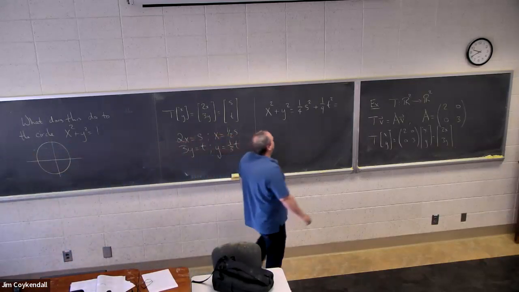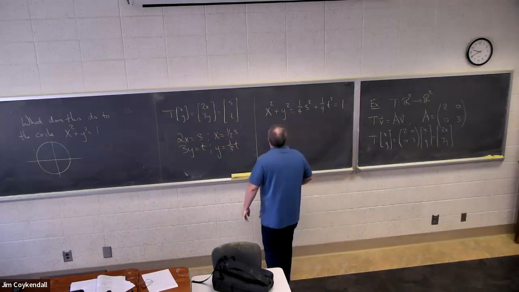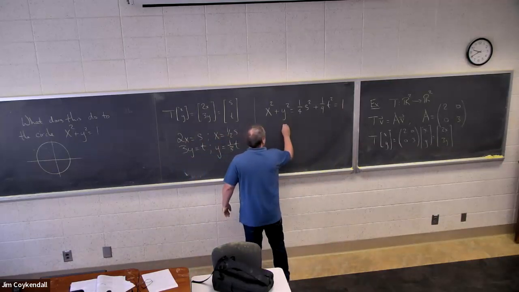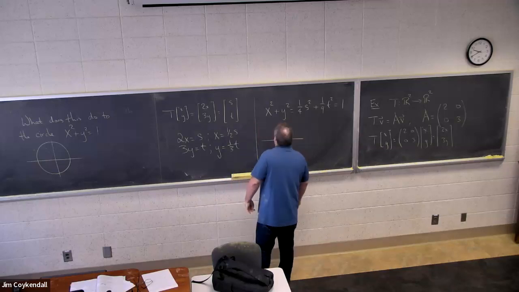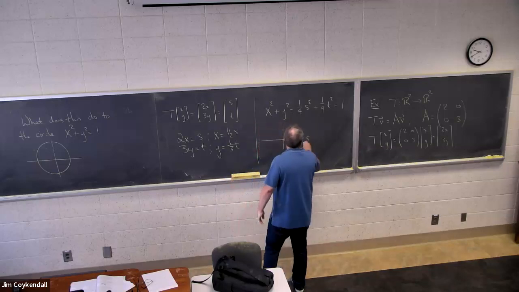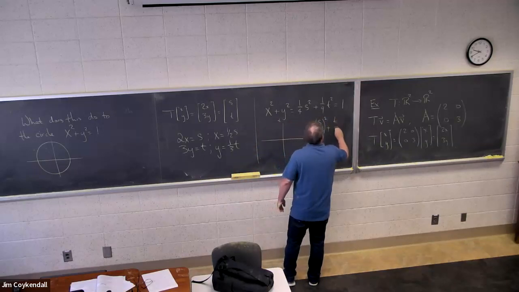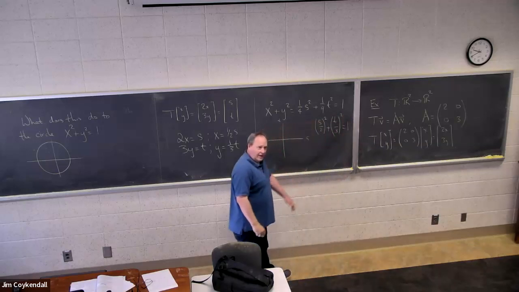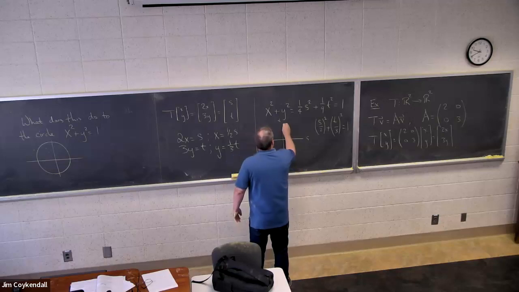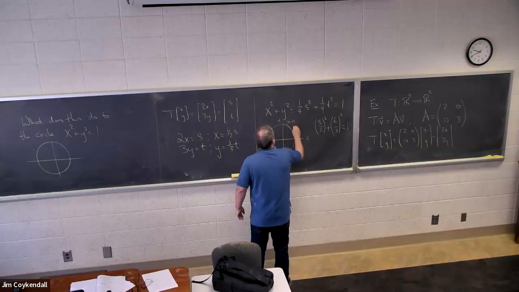That means that in my new coordinates, we have S over 2 squared plus T over 3 squared equal 1. So as you said, this is an ellipse. It goes something like this. This is 0.03, this is 0.20.